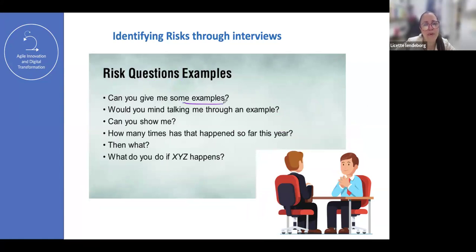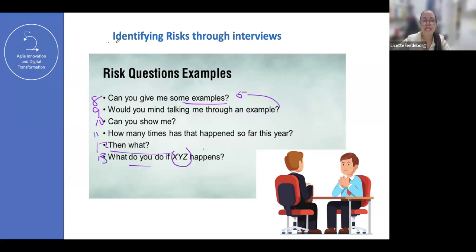Okay, let me see what else. Can you give me some examples? That is another question. Number 8: would you mind talking me through an example? This is also the same. 9. Can you show me? Like, I want to see. Number 10. How many times has that happened so far this year? I love that. Then what? What did you do? 12. What do you do if this XYZ happens? That is 13.